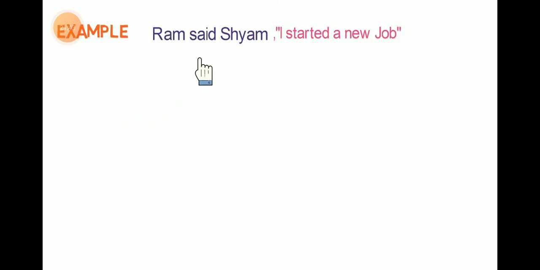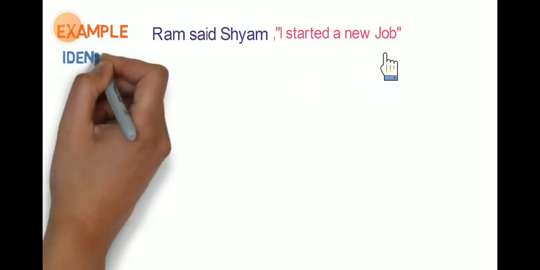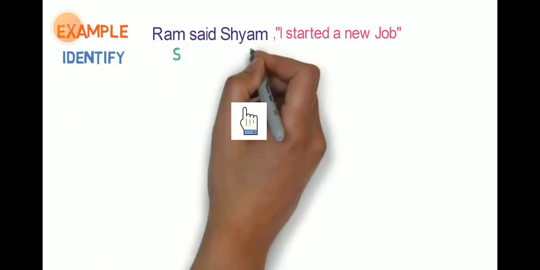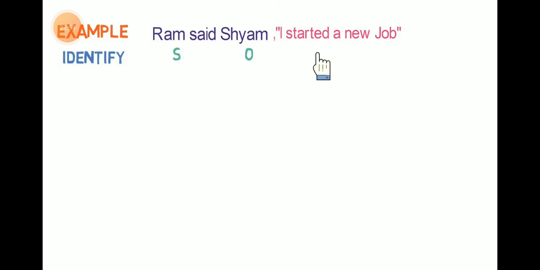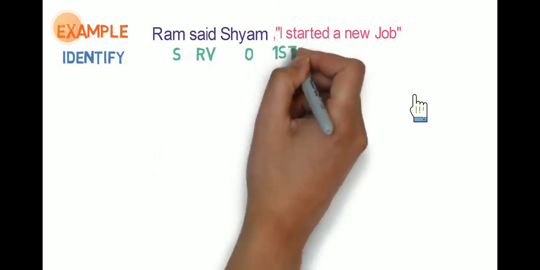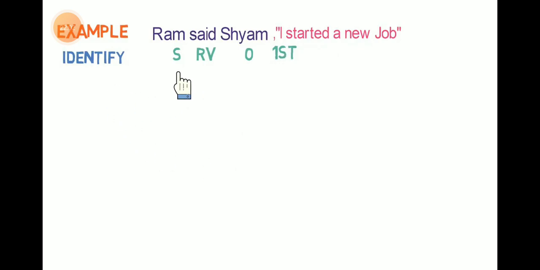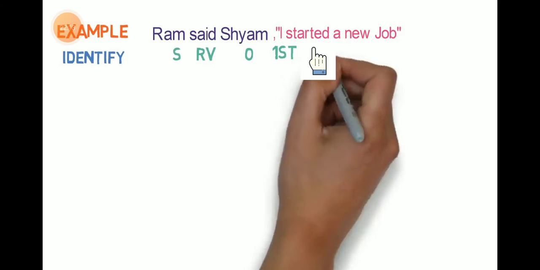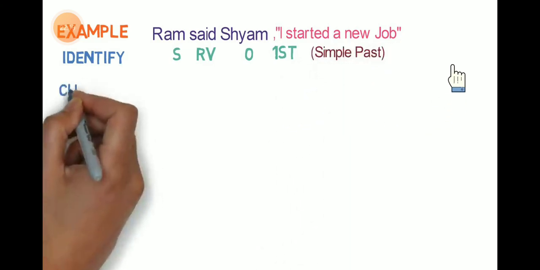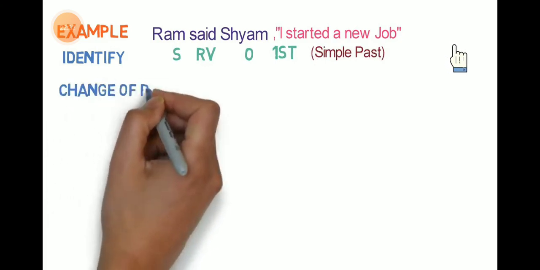Here, Ram said to Sham, "I started a new job." So Ram is a subject here. Okay, Sham is an object, said is a reporting verb, I is a first person, started here is simple past. Okay, job is here an activity which is done by Ram. So first we have to identify. Ram is subject, said is reporting verb, Sham is an object, I is a first person. Who is he? He is first person. Started, which form of the verb is it? It is simple past. Understood? First we have identified, and here you will not get the third person.